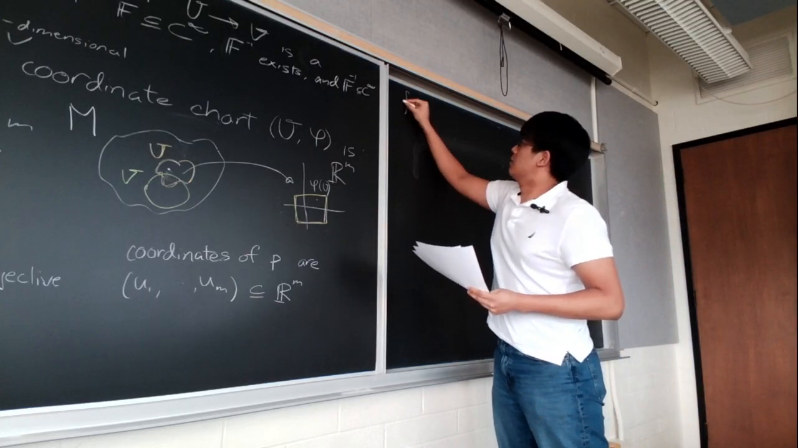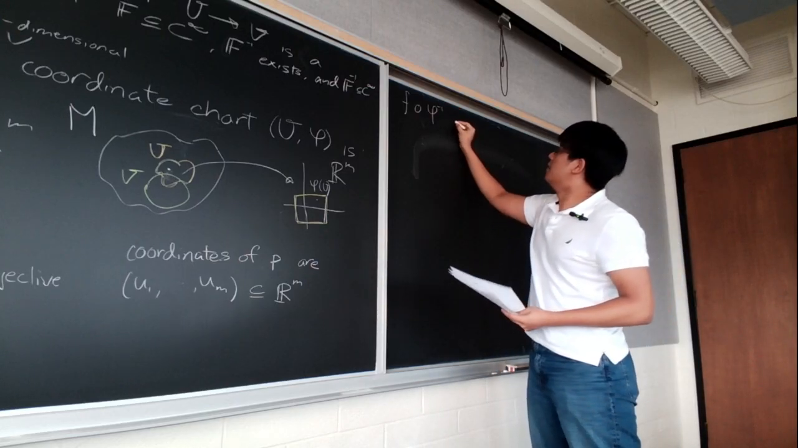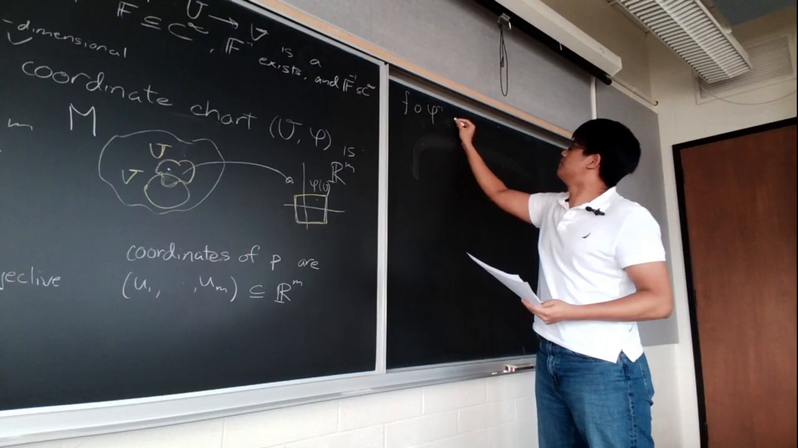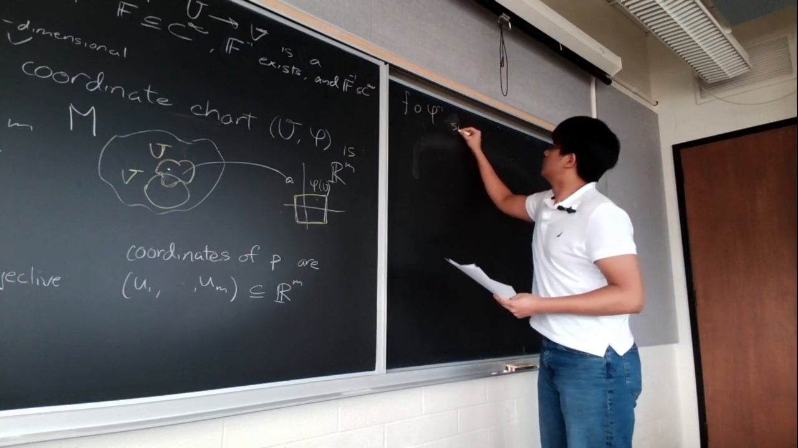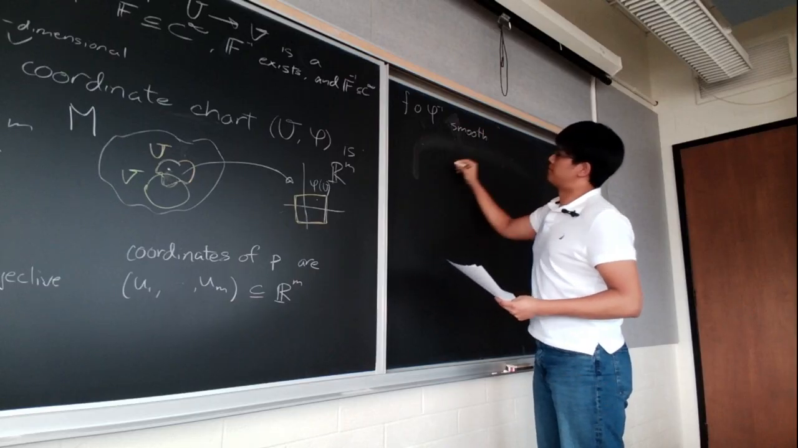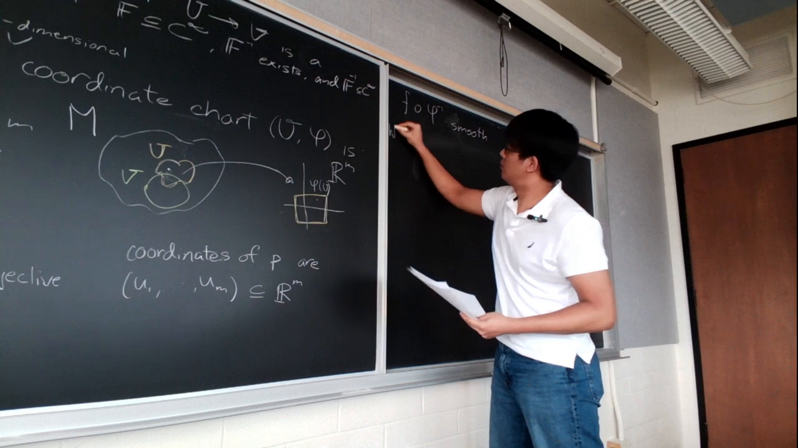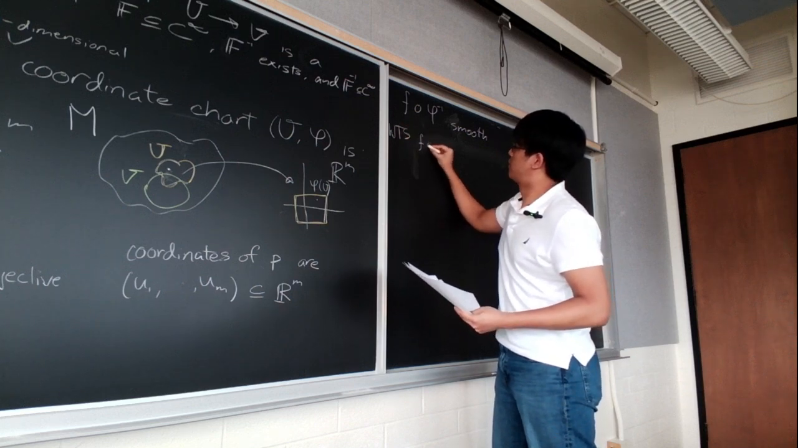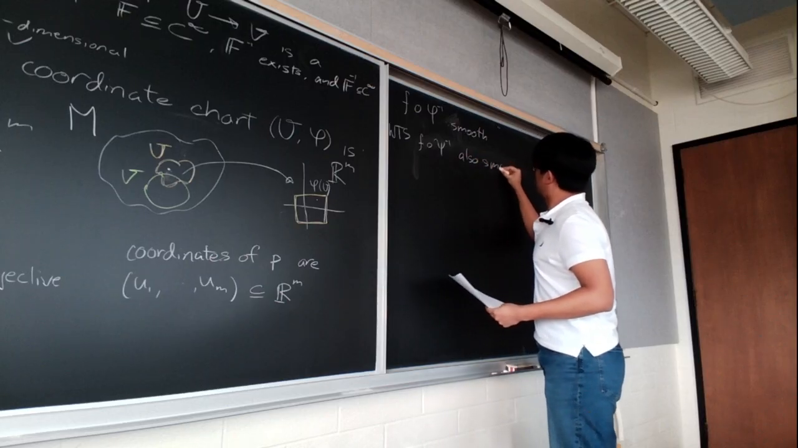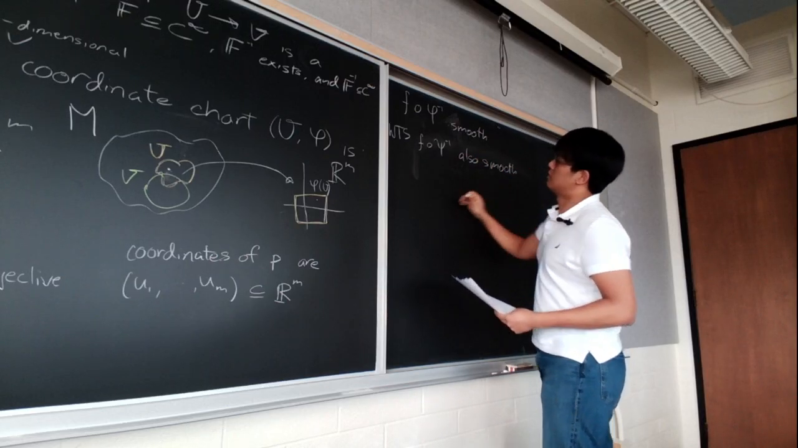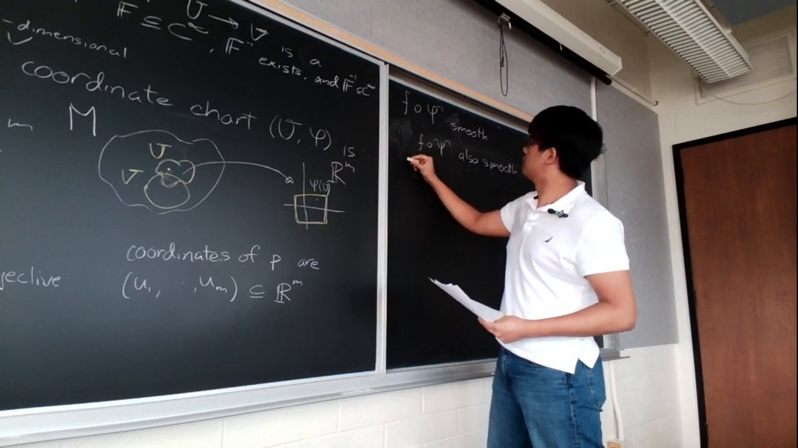Once again, we have f, we're going to compose it with phi inverse, and we assume that this one is smooth. We want f composed with psi inverse also smooth. We don't want to show that. We want to come up with a condition such that this is true. This is just what we want. We don't have anything to show yet.